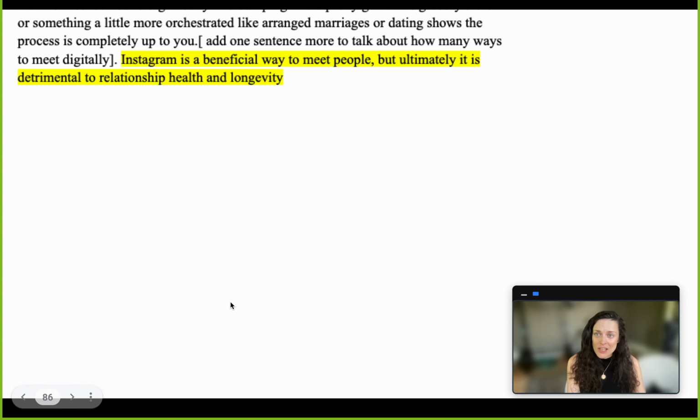Instagram is a beneficial way to meet people, but ultimately it is detrimental to relationship health and longevity. So that's a very clear thesis. He's saying that there's one function of Instagram, and that is to create these connections, and it's good for that, but it does not lead to a long, healthy romantic relationship. Here's the first sentence of one of his paragraphs.